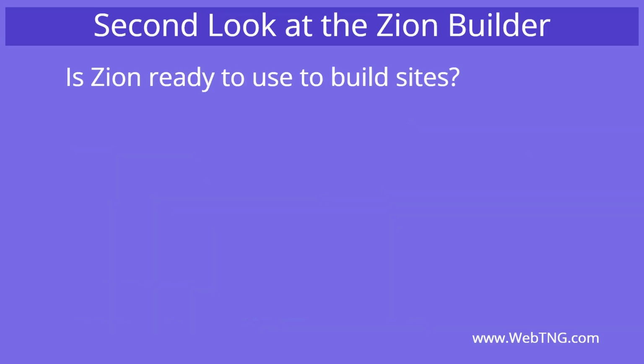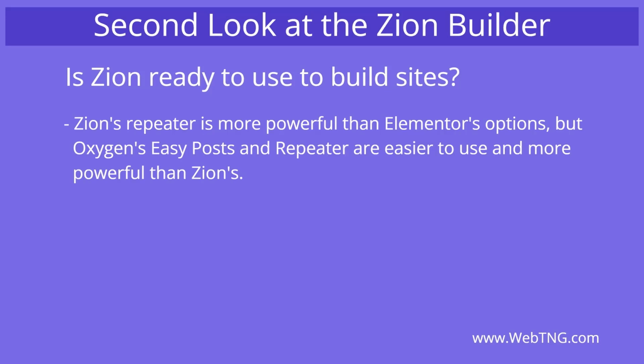The second question: is the Zion Builder ready yet to use for site building? Well, that obviously depends on your needs and the type of sites that you're trying to build. It seems like the Zion Builder is positioned somewhere between Elementor and Oxygen, so I'll answer this question in relation to those two builders. Site builders will find that both Elementor and Oxygen provide more convenience elements.